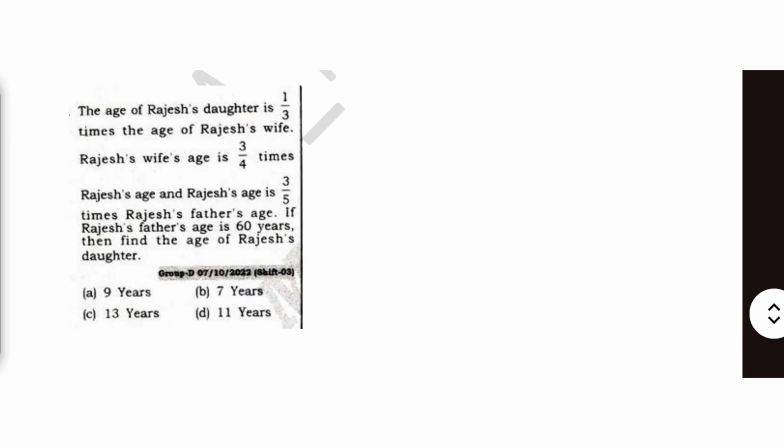The age of Rajesh's daughter is one third of Rajesh's wife's age. Rajesh's wife is 3/4 times Rajesh's age, and Rajesh's age is 3/5 times Rajesh's father's age. If Rajesh's father's age is 60 years, then find this. Okay, we will find the age of Rajesh.